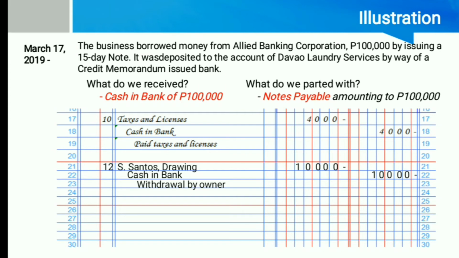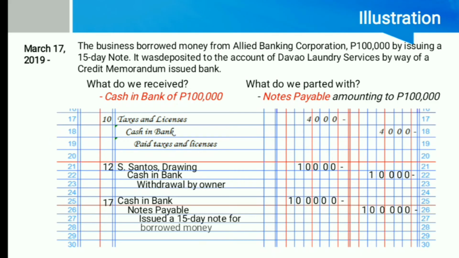So when we say credit memorandum, it is automatically deposited to the account of Davao Laundry Services. So that's why we have the debit entry of cash in bank of 100,000 pesos. We have here the date, it's 17 because it's March 17. Our debit entry would be cash in bank of 100,000 pesos. What do we part with in order to get the cash in bank of 100,000 pesos? It's the notes payable, since Davao Laundry Services says that it issued notes payable in favor of Allied Banking Corporation. So our credit entry would be notes payable of 100,000 pesos. This is to record the issuance of a 15-day note for the borrowed money.